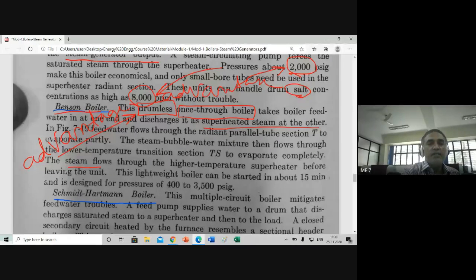The steam flows through a higher temperature superheater. That is another advantage. The light weight is another advantage. The boiler can be started in 15 minutes. That is another advantage. And pressure is 400 to 3,500 pounds per square inch gauge. These are the advantages of the Benson boiler over other boilers.